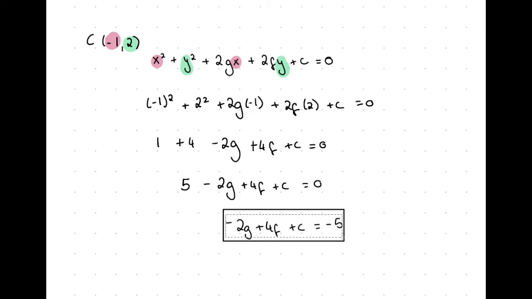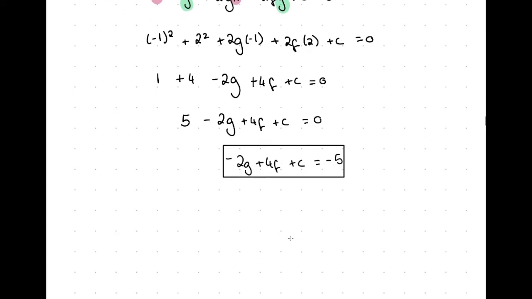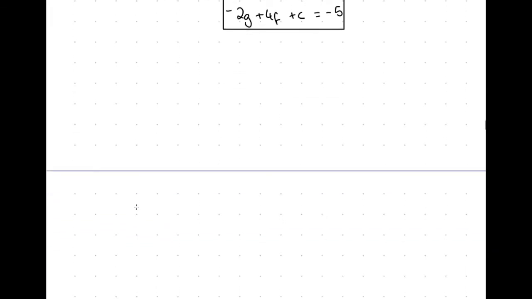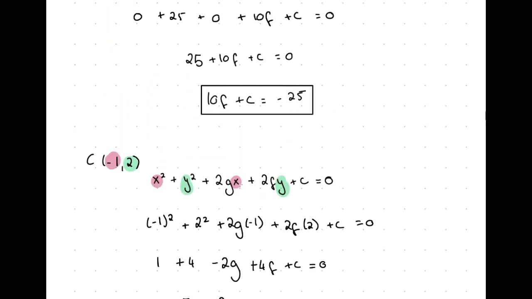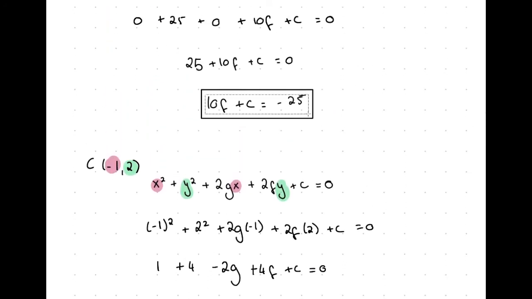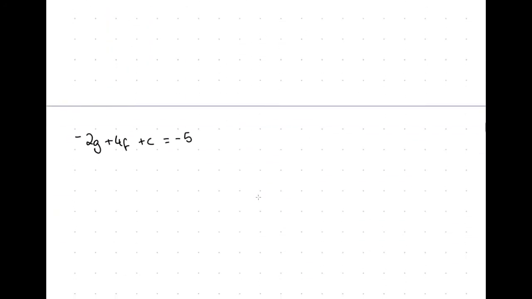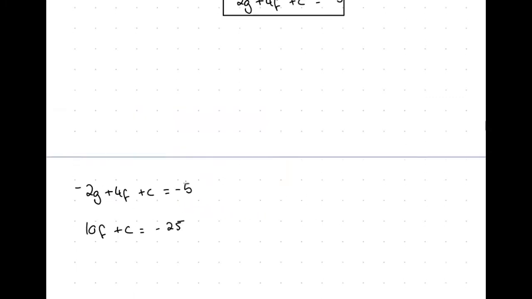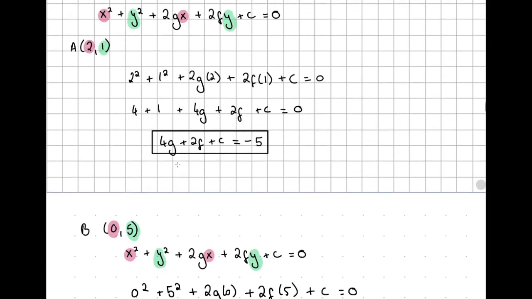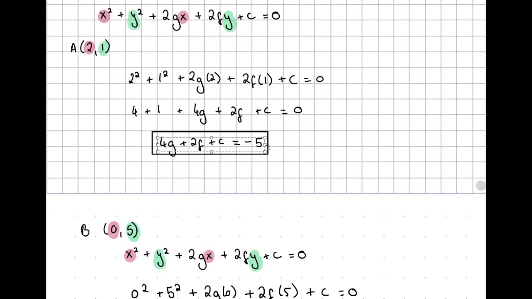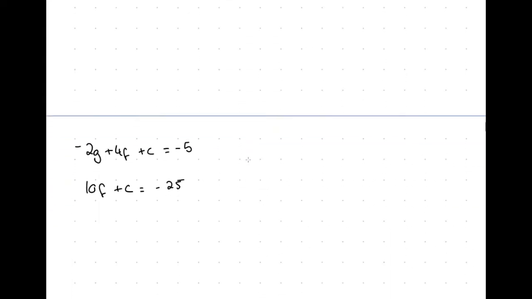So now it might not be clear immediately what we need to do, so I'm just going to place all of my equations together. So we'll just get the third equation here. We need to get the second equation that we found there and bring that down. And then our very first equation, which we had here, 4g plus 2f plus c is equal to minus 5.